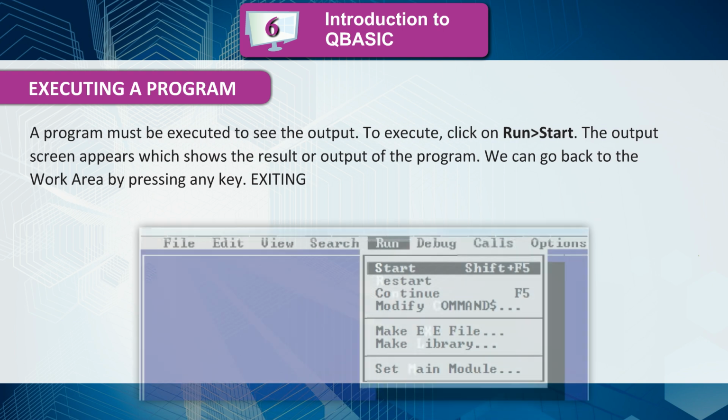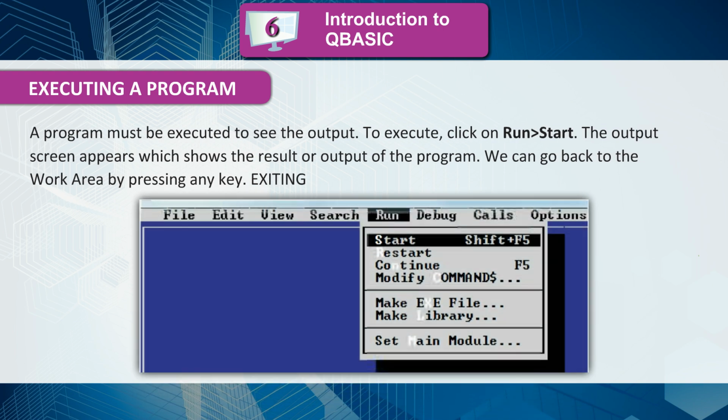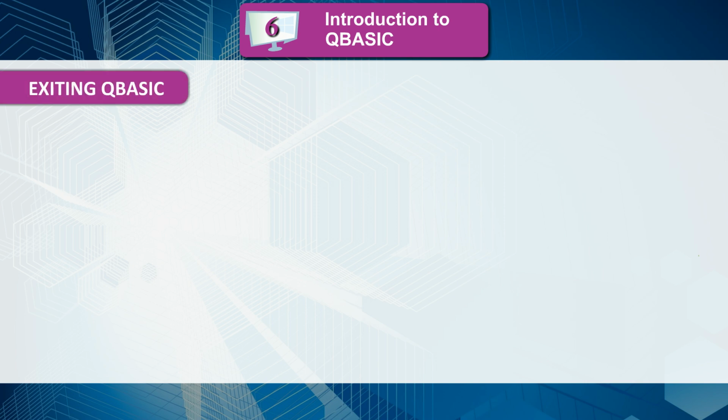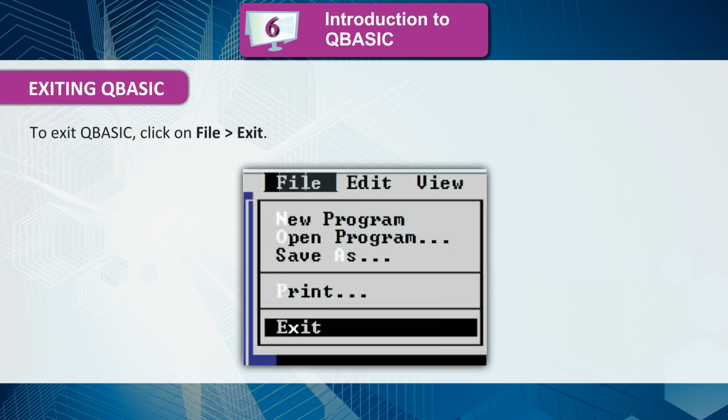Executing a program. A program must be executed to see the output. To execute, click on Run, Start. The output screen appears, which shows the result or output of the program. We can go back to the work area by pressing any key. Exiting QBASIC. To exit QBASIC, click on File, Exit.